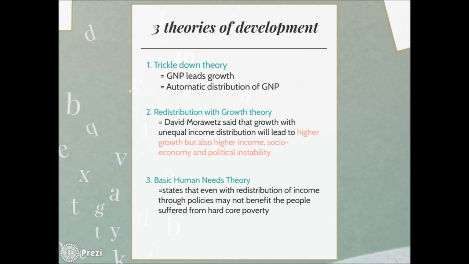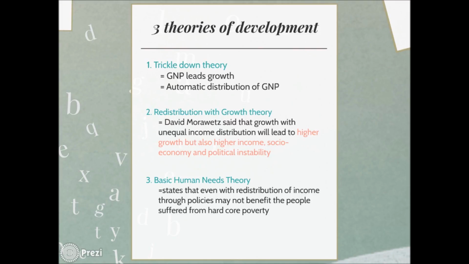The first theory of development is the trickle-down theory. This theory explains that an increase in GNP will lead to growth. It also assumes the automatic distribution of the GNP of the nation to every agent in the economy. And the second theory is the redistribution with growth theory.